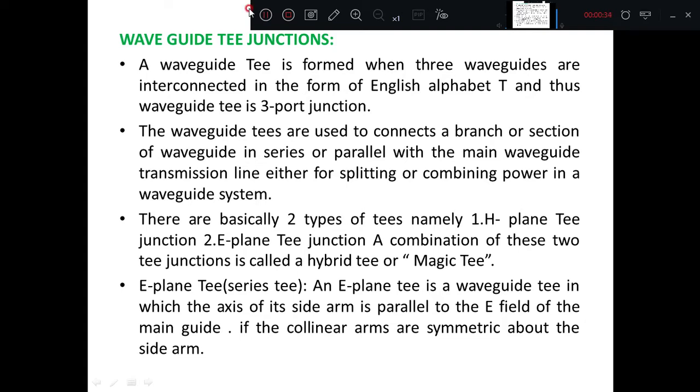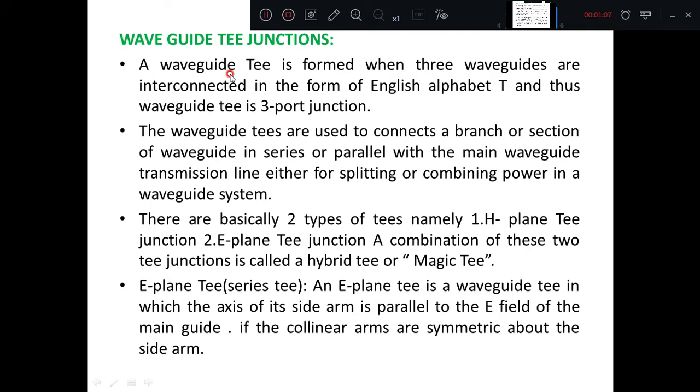3-port junction. If you see at the top you will get 2 ports and another you will get at the bottom. So when the three waveguides are interconnected in alphabet T fashion, you will get the 3-port junction, which is also known as the waveguide T junction. And these waveguide T junctions are used to either combine the powers or to split the power in a waveguide system.